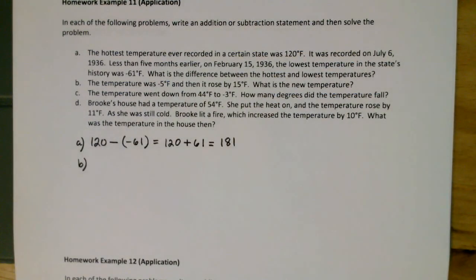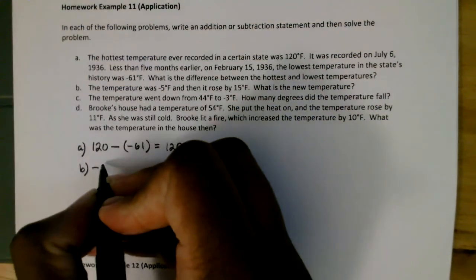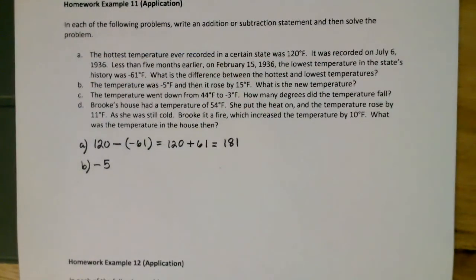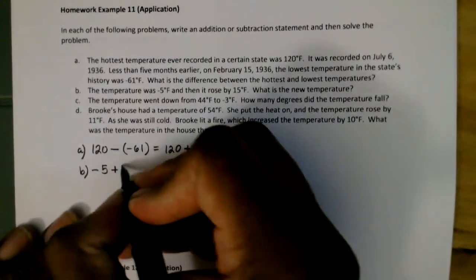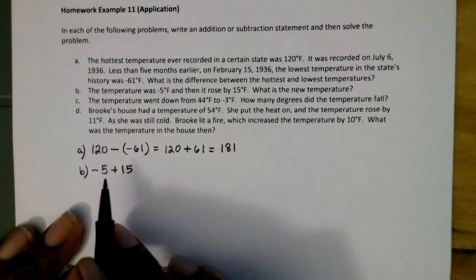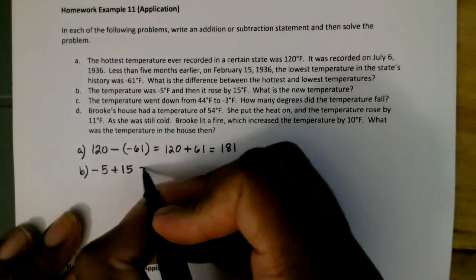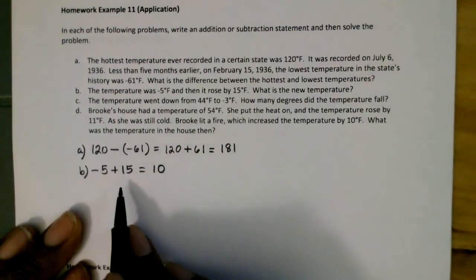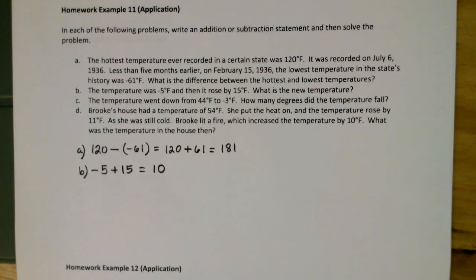Part B. The temperature was negative 5 degrees Fahrenheit, and then it rose 15 degrees Fahrenheit. What is the new temperature? An addition statement for that would be negative 5, because that was the temperature to begin with, and then it rose 15 degrees, plus 15. We're adding two integers with different signs, so we subtract 5 from 15, that would be 10. 15 has the larger absolute value and is positive, so the answer is positive 10.